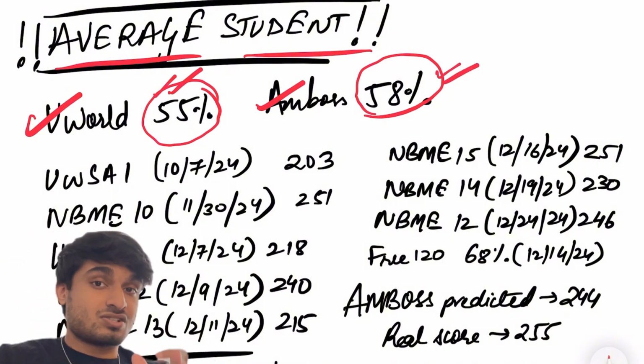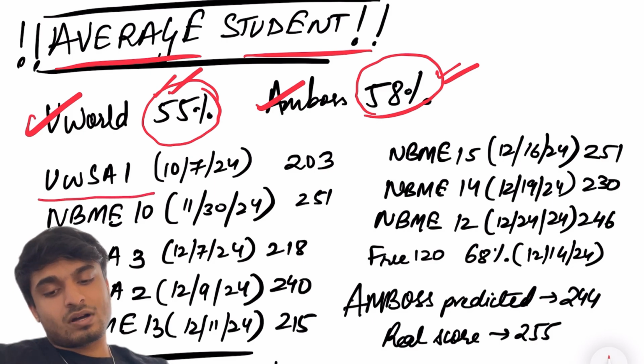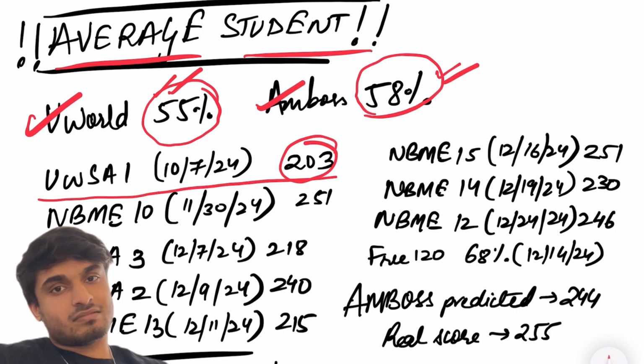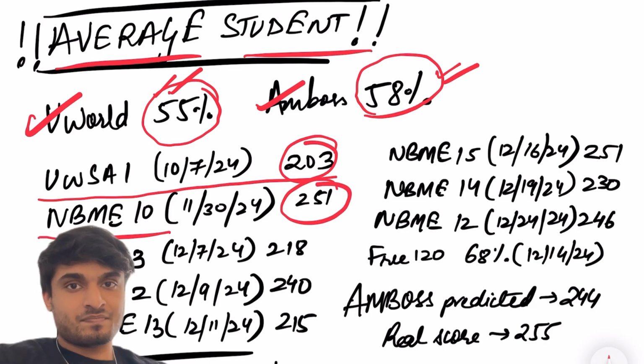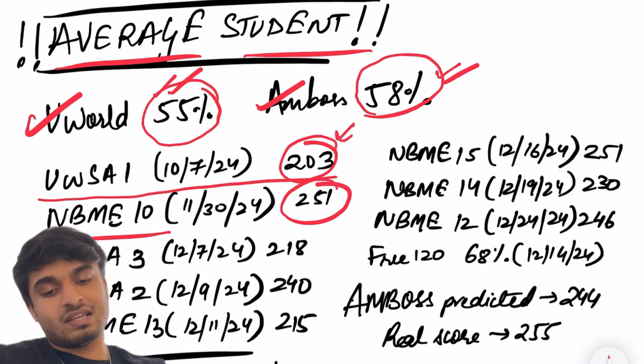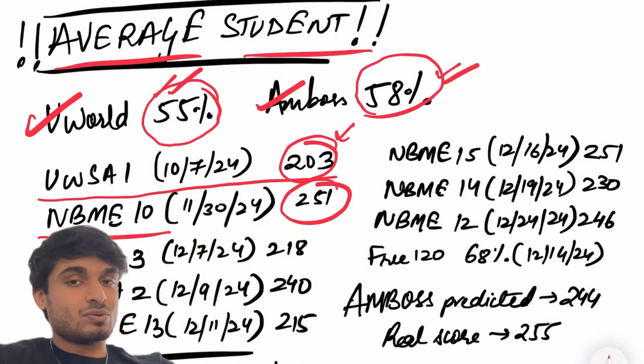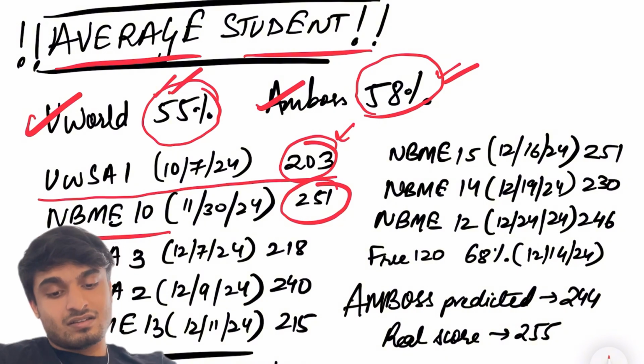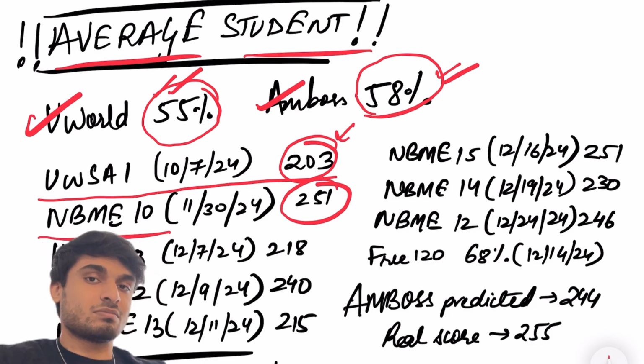So I took a bunch of tests. UWSA 1, I took it in October. 203, I didn't even make the passing cut. Then I took the NBME 10, 251, huge jump. When I got 203, it got me thinking, what am I doing wrong? So I tried to fix my question solving approach with my friend.